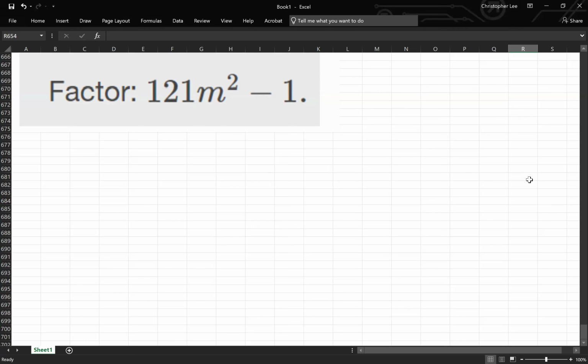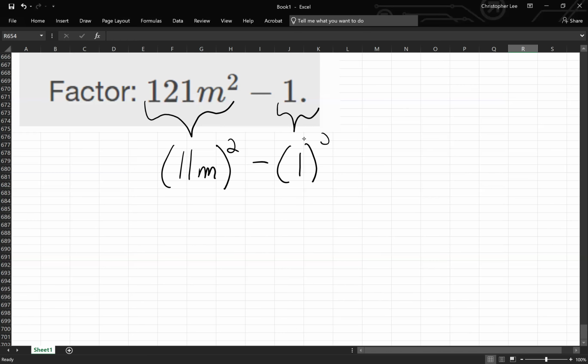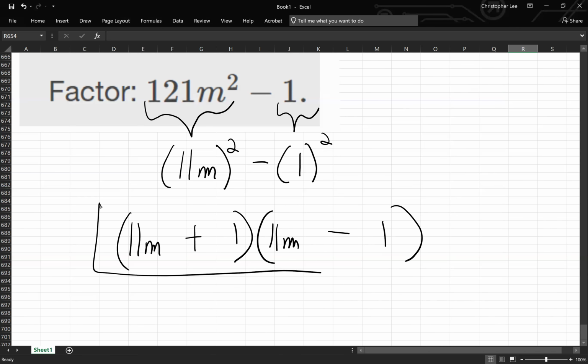We good? All right. This is 121m squared. We know that this is 11m squared minus the 1 squared, so this is the difference of two perfect squares. You already know this is going to be two binomials. Your A term is the 11m. Your B term is the 1. One answer is positive, one answer is negative. Doesn't matter which one you call positive or negative, and that's it. Questions on this? No? All right, let's keep moving.